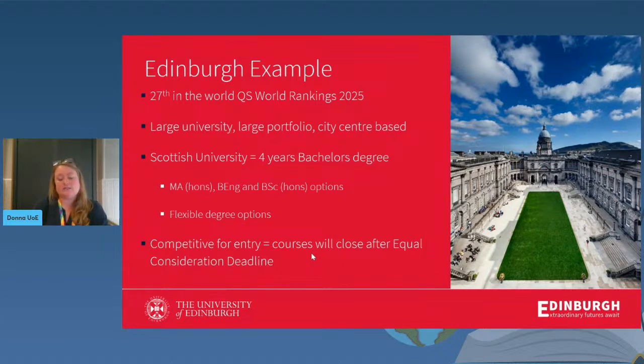But we are highly sought after and therefore it is competitive for entry. What that means is likely our courses will close after that equal consideration deadline. So just trying to give you some perspective on how you would choose your institution of choice.